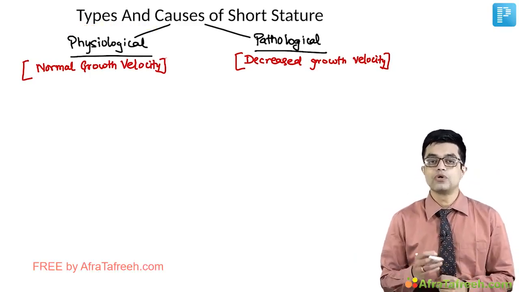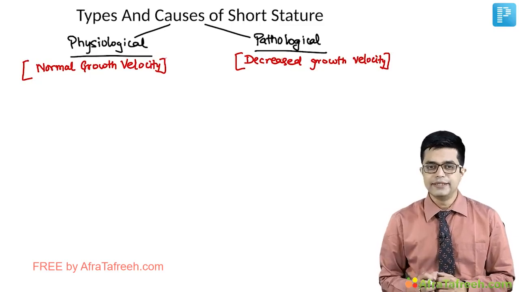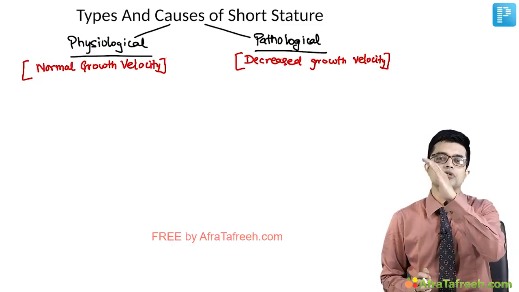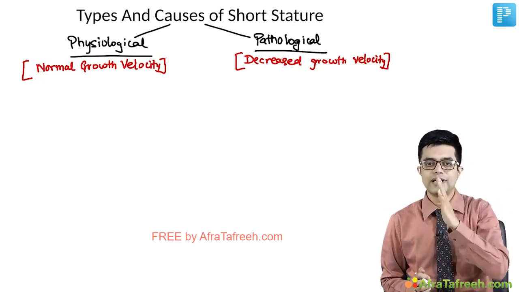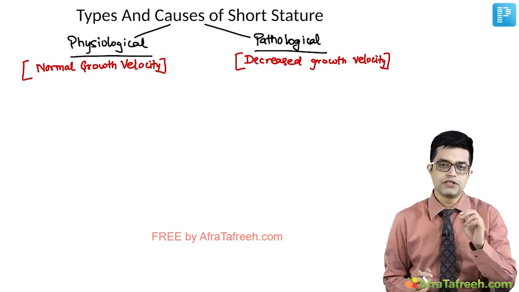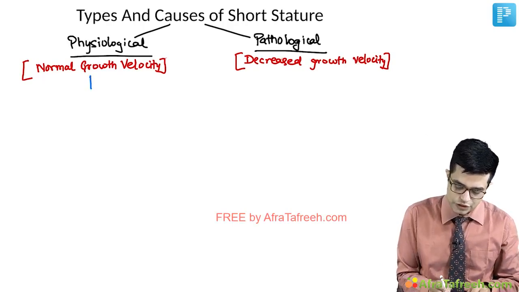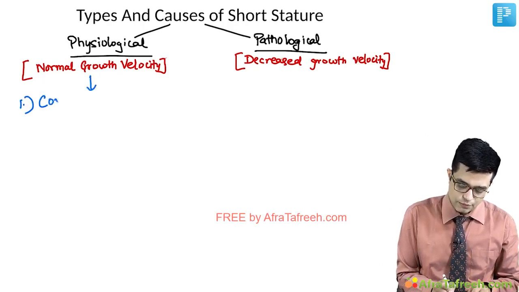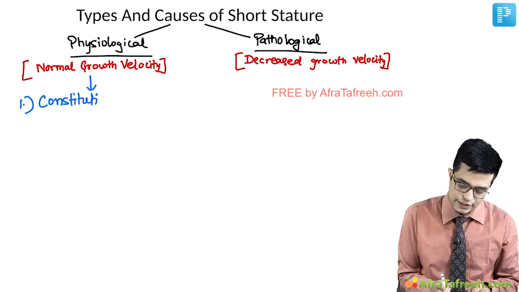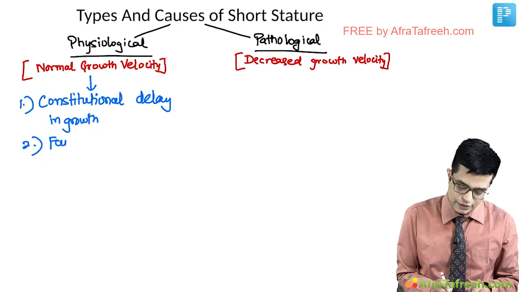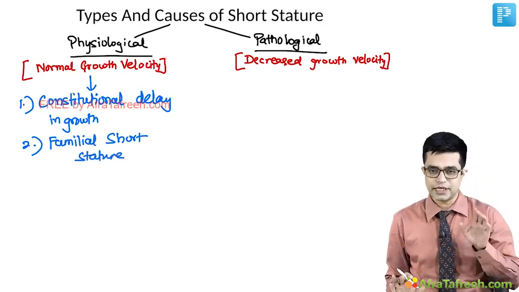Physiological short stature has a good outcome, and when you plot on the chart, these children tend to run parallel to the growth curve. They don't cross it, they don't fall below it, they just run parallel to the growth curve. So physiological short stature, they have normal growth velocity. There are two causes or two types of physiological short stature. The first one is the most common variety, called as constitutional delay in growth, and the second form is familial short stature. Details of all these individual causes, the important causes, we will be discussing separately. Right now we are just summarizing all.